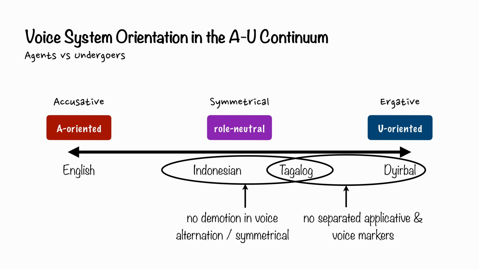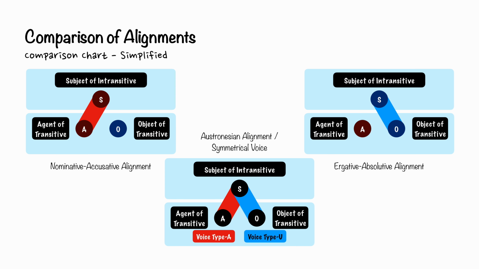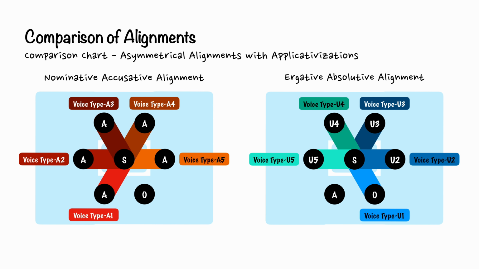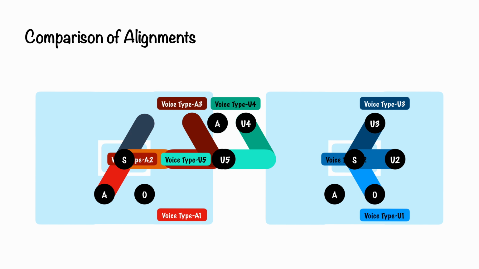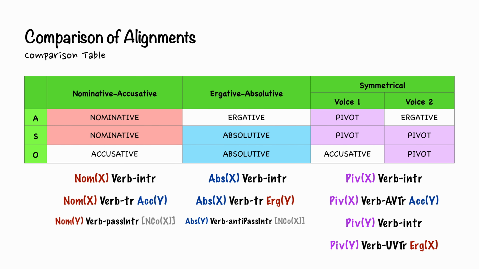Here's how it looks on the agent-undergoer continuum. Now here are comparison charts of the alignments. On the left and right are the asymmetrical alignments. In the middle is the symmetrical voice, or Austronesian alignment. Here is the chart comparing asymmetrical alignments with applicativization. And here is the chart comparing symmetrical alignments with applicativization. Finally, here's a comparison table of the three alignments.